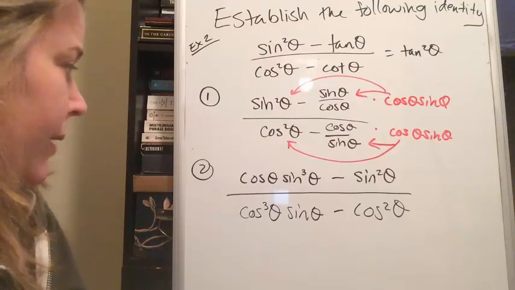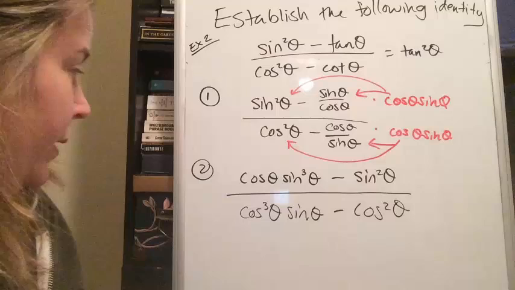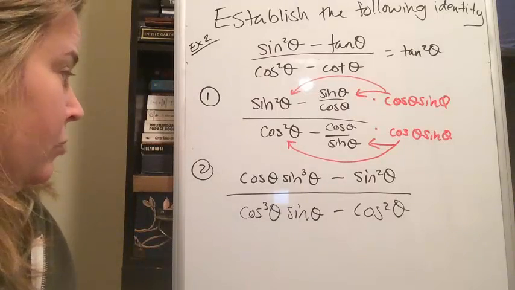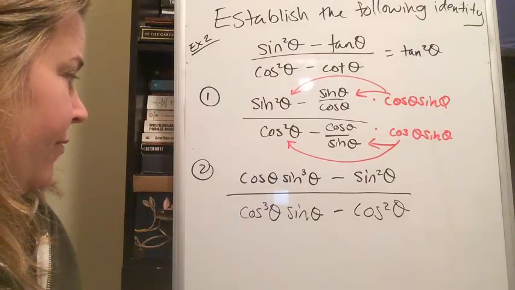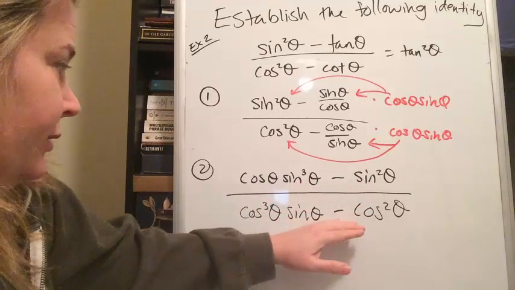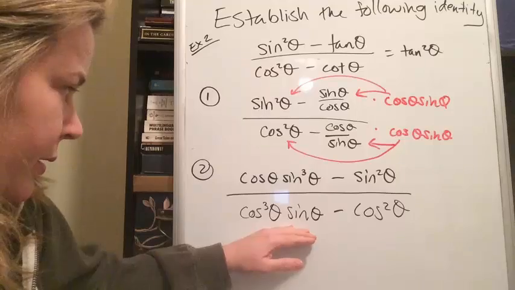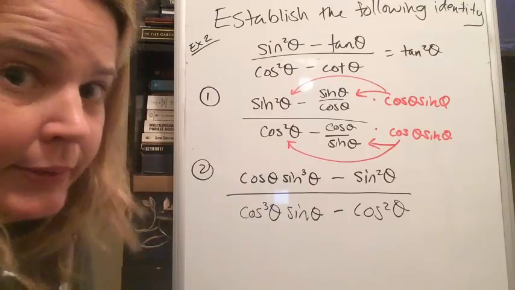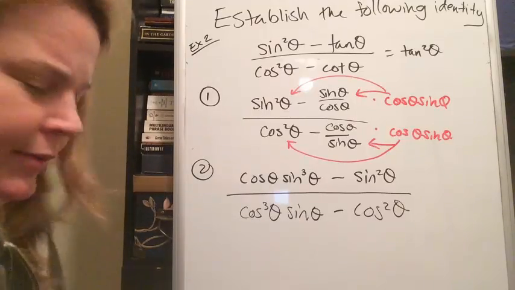Whew. Now what? How is this ever going to be tangent squared? Well, what if I factored out the sine squared in the numerator and I factored out the cosine squared in the denominator? I don't know. Let's see where that will bring me. Will I have enough space to do it?